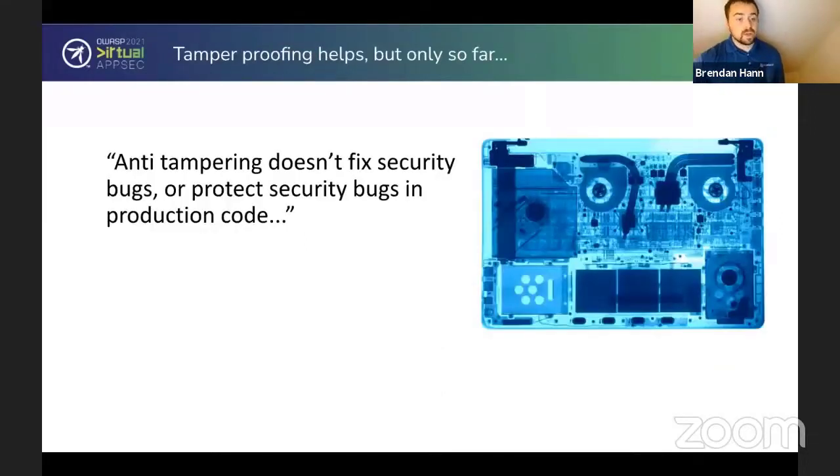Just a note on tamper-proofing. Tamper-proofing helps, but only so much. It won't fix security bugs in production, but it can help keep your app safe. For example, if you have insecure network connections, tamper-proofing will not protect your app from those attacks, but it will help protect your app from reverse engineering. So it's a way to keep the good guys honest, but not necessarily stop the bad ones.